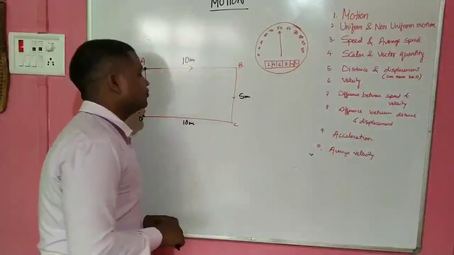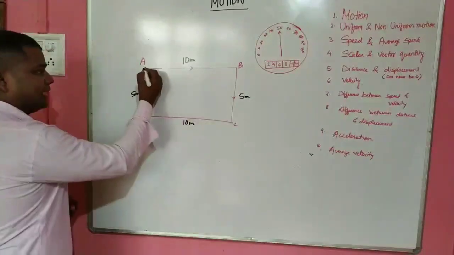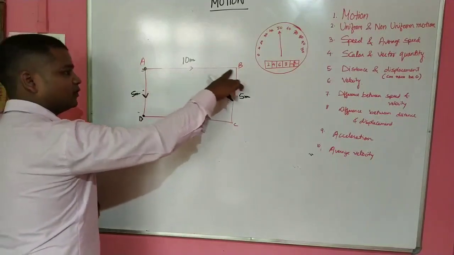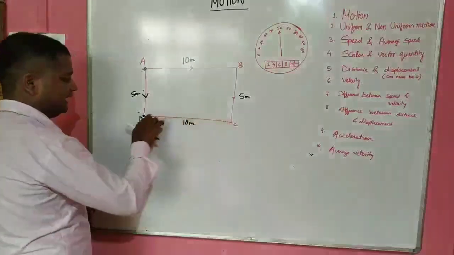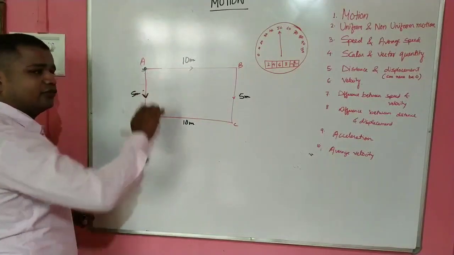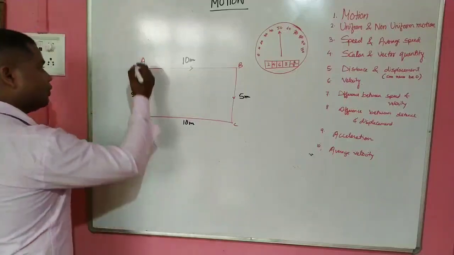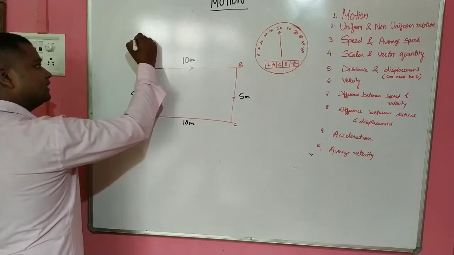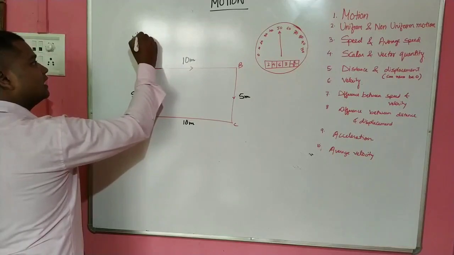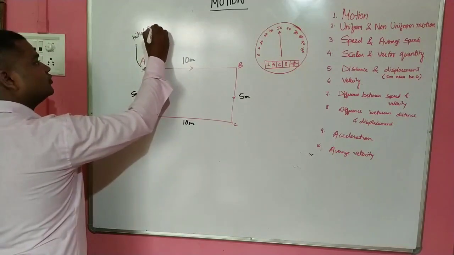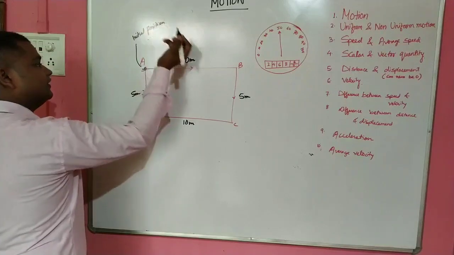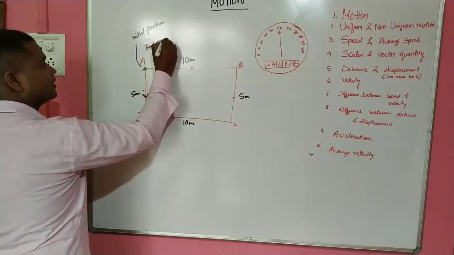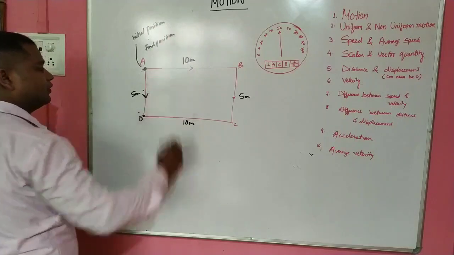So what was the question? A boy starts from position A, he moves to B, C, D, and finally comes to position A. So what is the initial position in this case? Initial position is A, and what is the final position? It's same as initial position, that is A. Final position is also A.